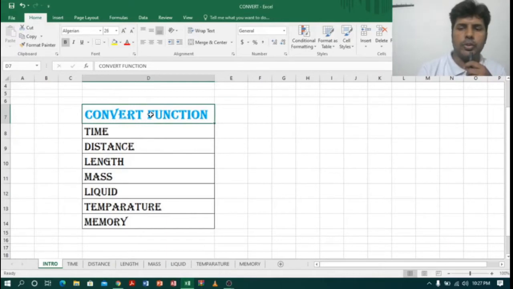And in this video, we are going to learn about the CONVERT function. With the help of the CONVERT function, we will measure time, distance, length, mass, liquid, temperature, and memory.